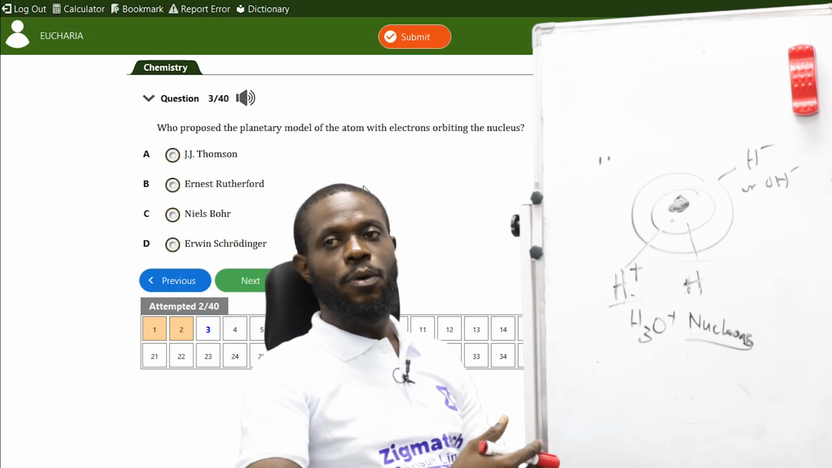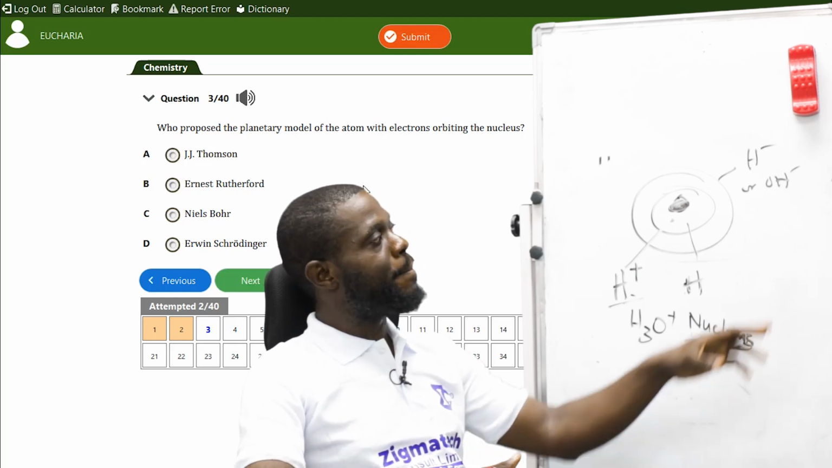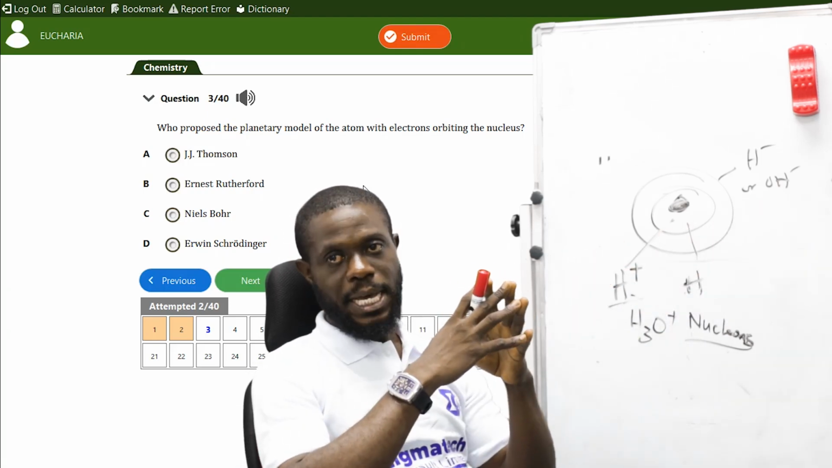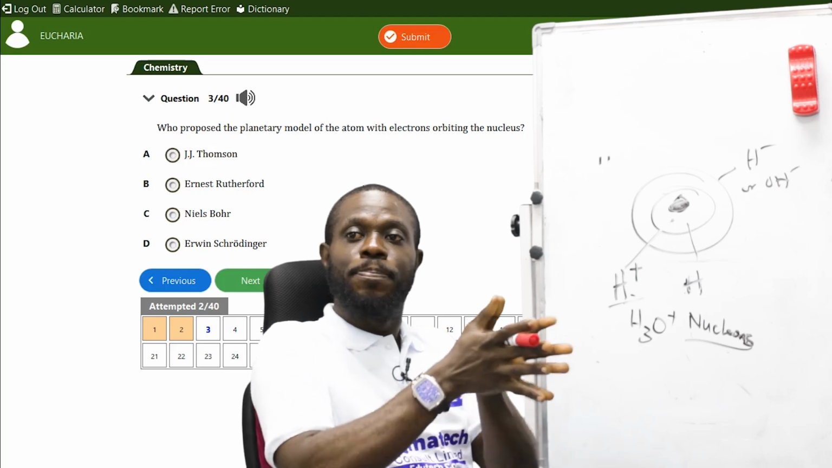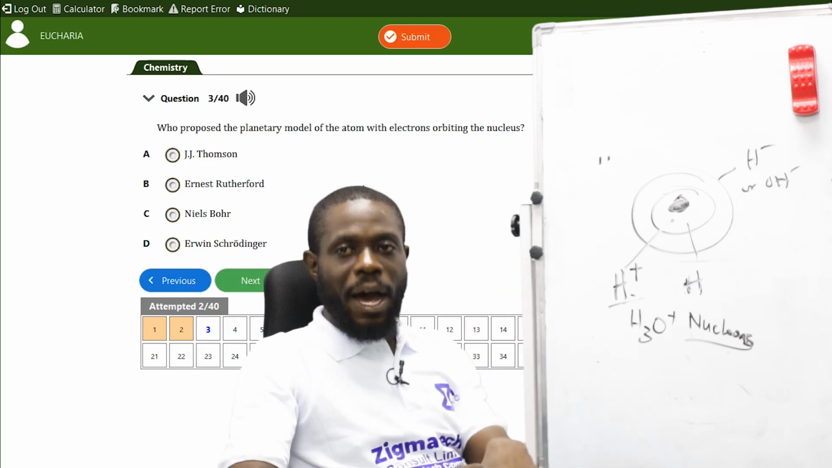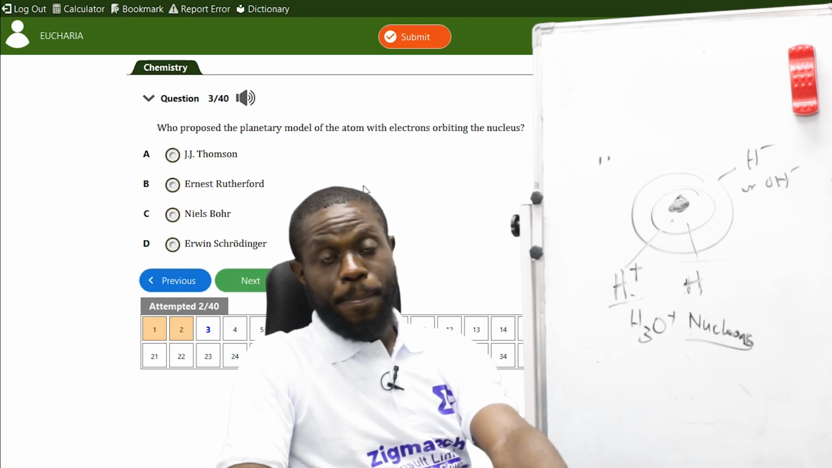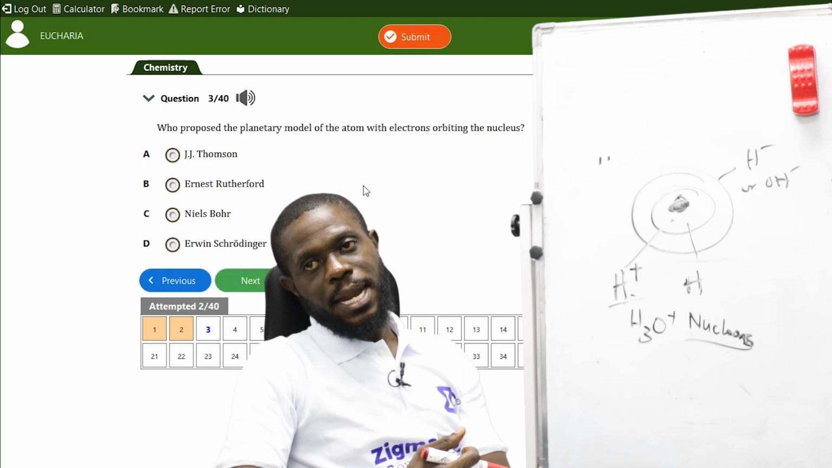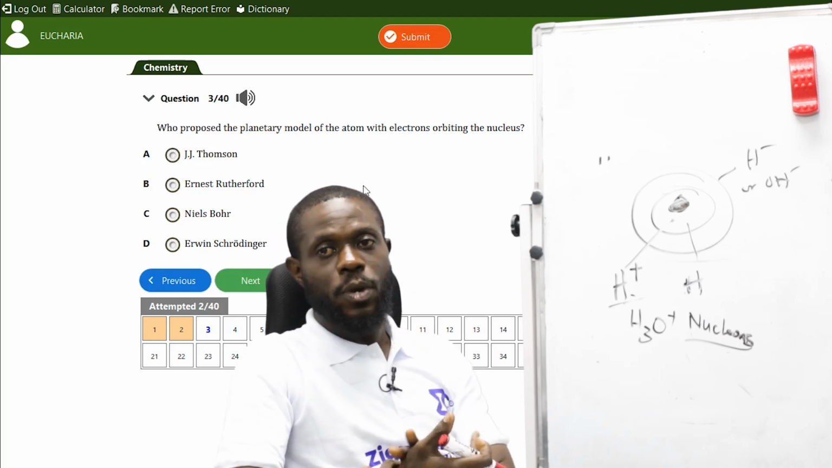Now, J.J. Thomson was the first to break the atom and bring out the electron. He just propounded the electron. He did not tell us where the electron was placed in the atom. Now, Ernest Rutherford discovered the proton in 1926.